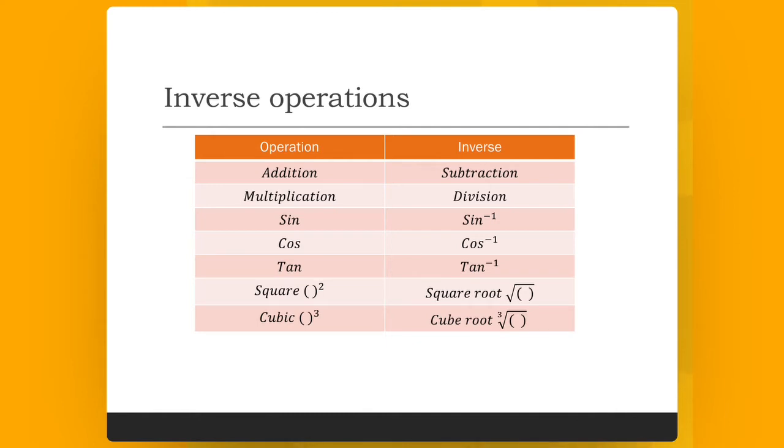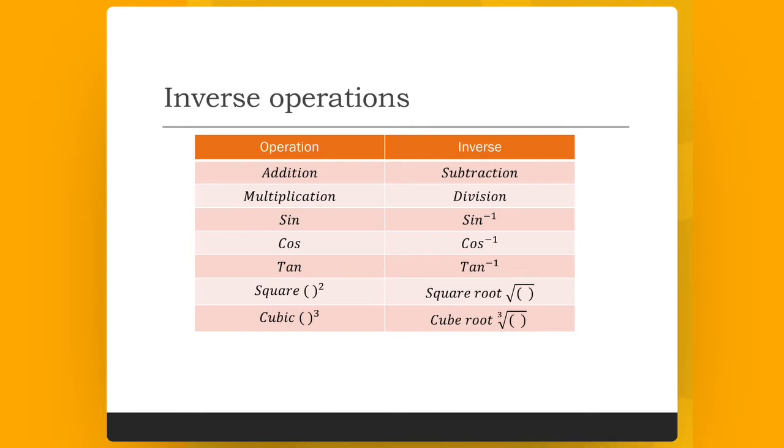The inverse of addition is subtraction. The inverse of multiplication is division. The inverse of the trigonometry sine function is inverse sine, written as sin to the minus 1. The inverse of the cosine function is written as cos to the minus 1 or inverse cos.